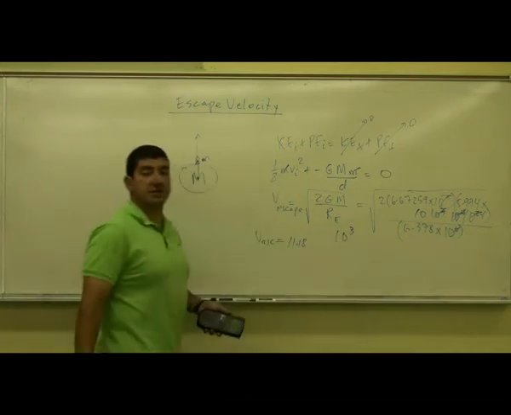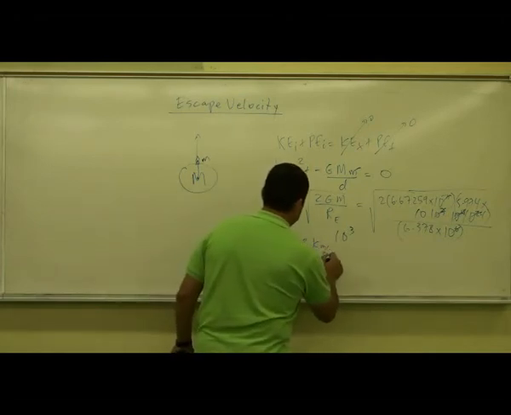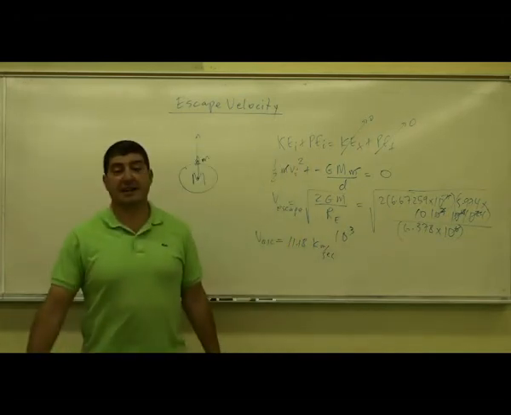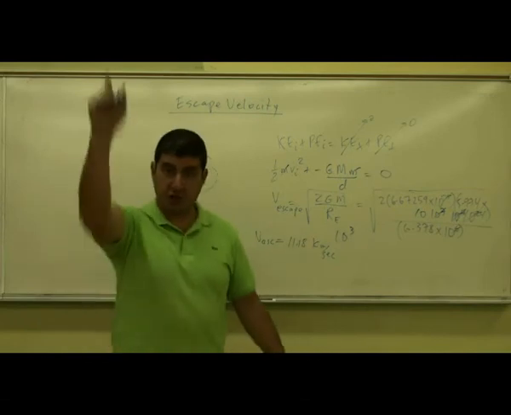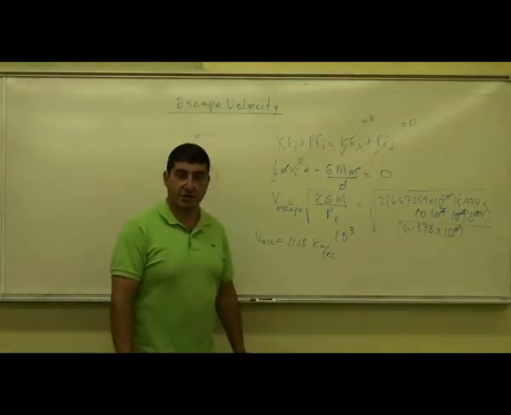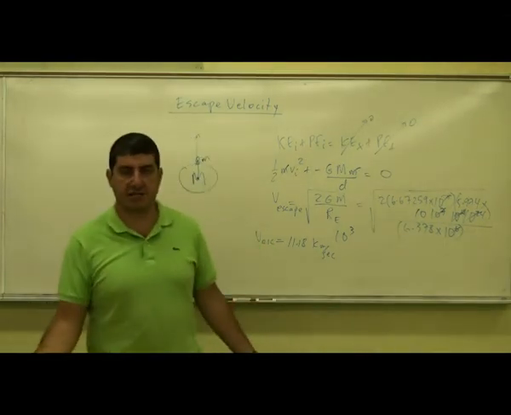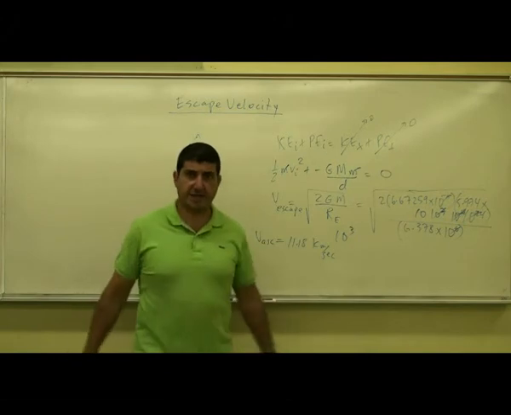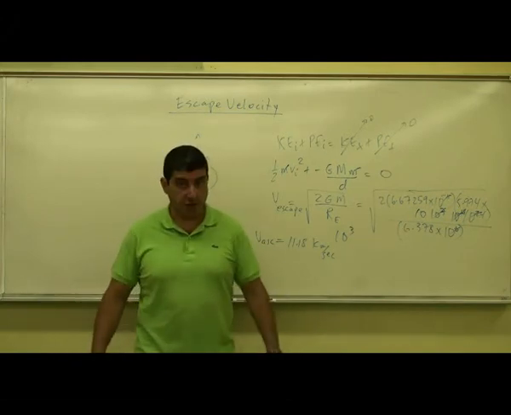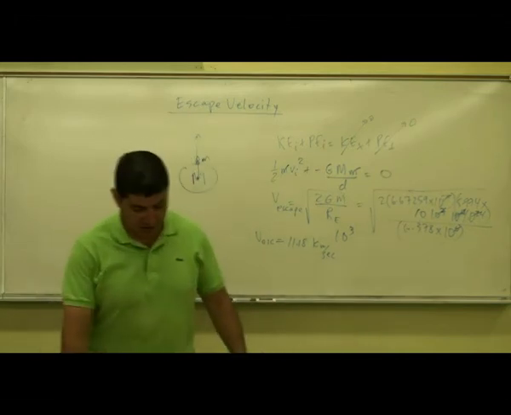10 to the 3rd is the same as a kilometer, so you're going to have kilometers per second. That's how fast a stationary rocket has to go in order to escape from the Earth's surface. That's called the escape velocity of the Earth. We could likewise calculate the escape velocity from the Moon, from other planets. Jupiter is going to have a very strong escape velocity. The Sun is going to have a very, very strong escape velocity.